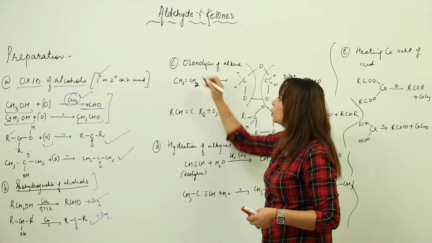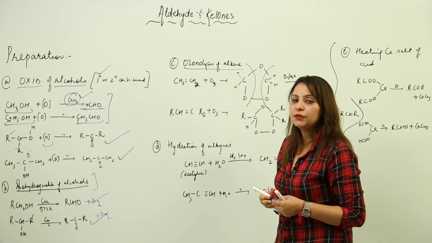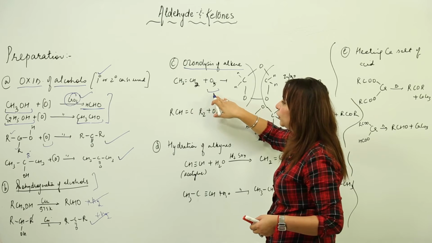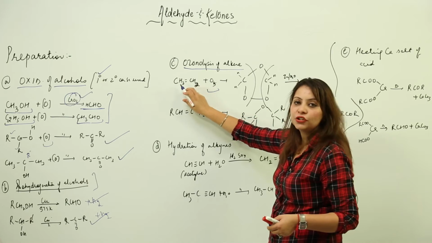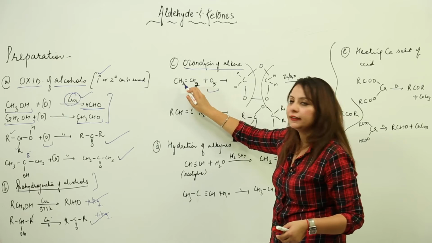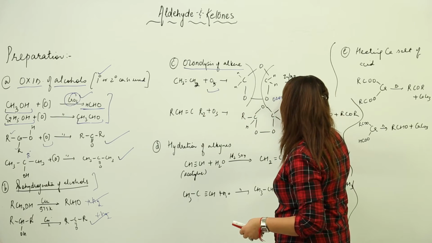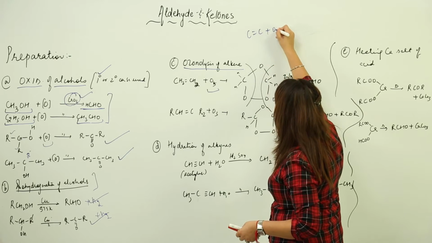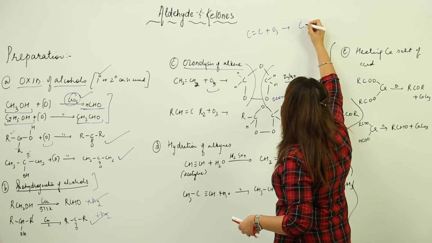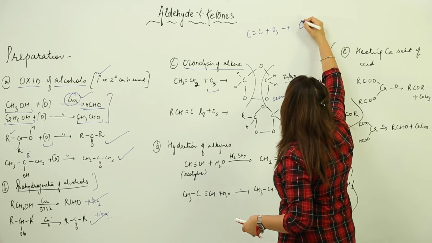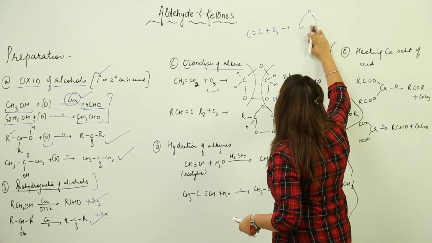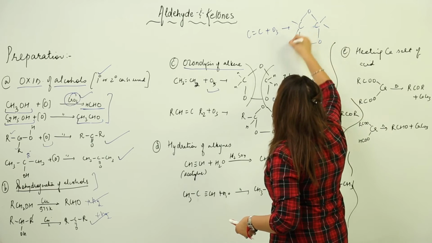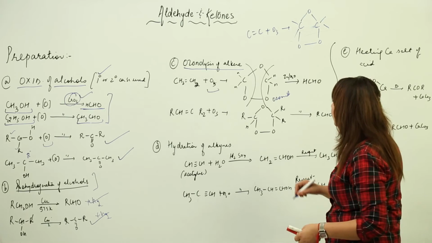Third method is ozonolysis of alkene. That means we are going to react an alkene with an ozone molecule. When you react with this, the carbon atoms which carry the double bond get linked to the ozone, forming an ozonoid. For example, we have this kind of thing, we are going to add O3. So it will link like this, giving rise to an ozonoid. So this is what I have done.